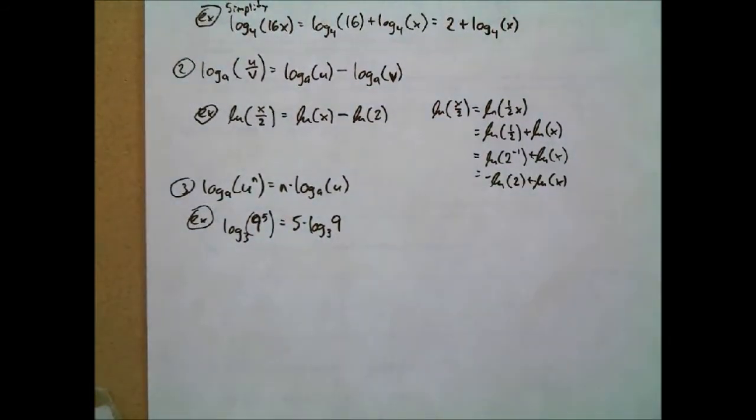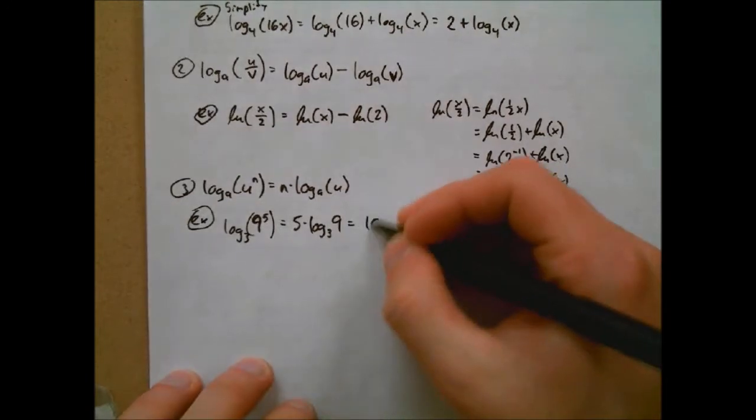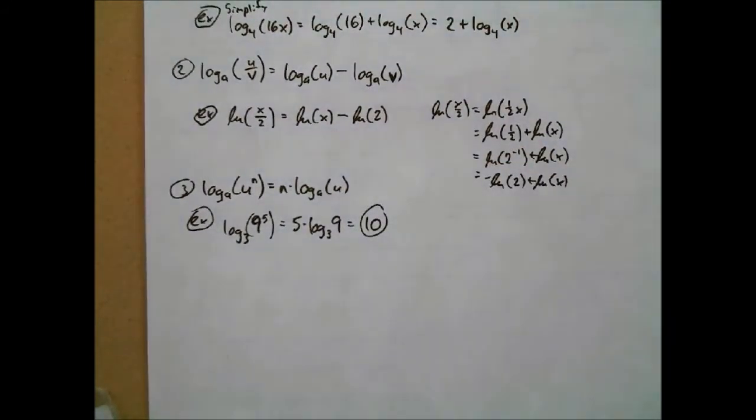No, you don't have to. I just do it to make it more obvious that it's there. But yeah, if you just put the 5 in front, that's understood. Okay. What is log base 3 of 9, though? 2. So this is really 10. It's really 10, because this is equal to 2.